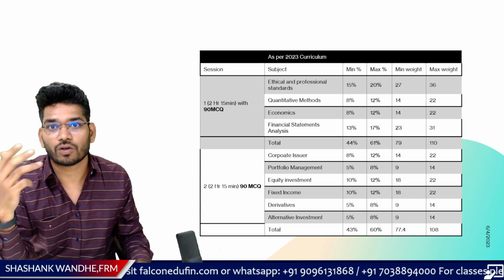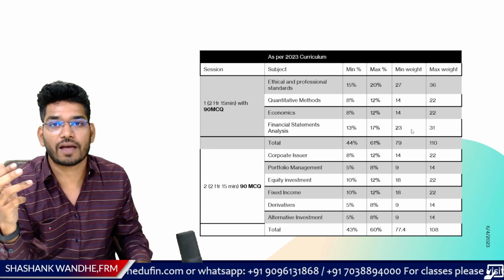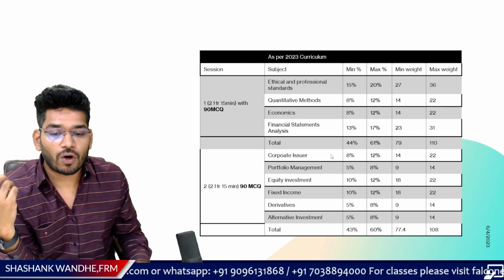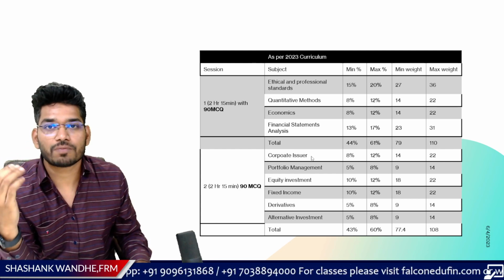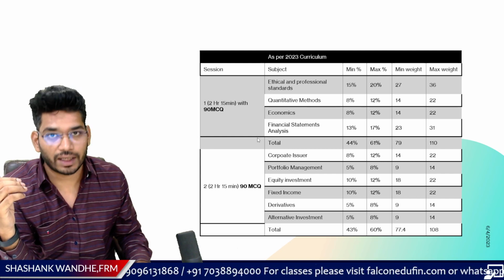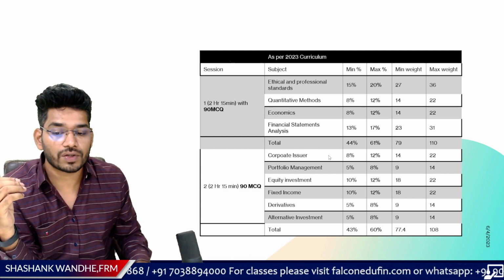Okay, so this is among the top 3 difficult subjects in CFA level 1. Then we have the corporate issuer. If you are good with the financial statement analysis, automatically your corporate issuer subject will improve. So these two subjects are linked. Make sure to improve your score on corporate issuer.